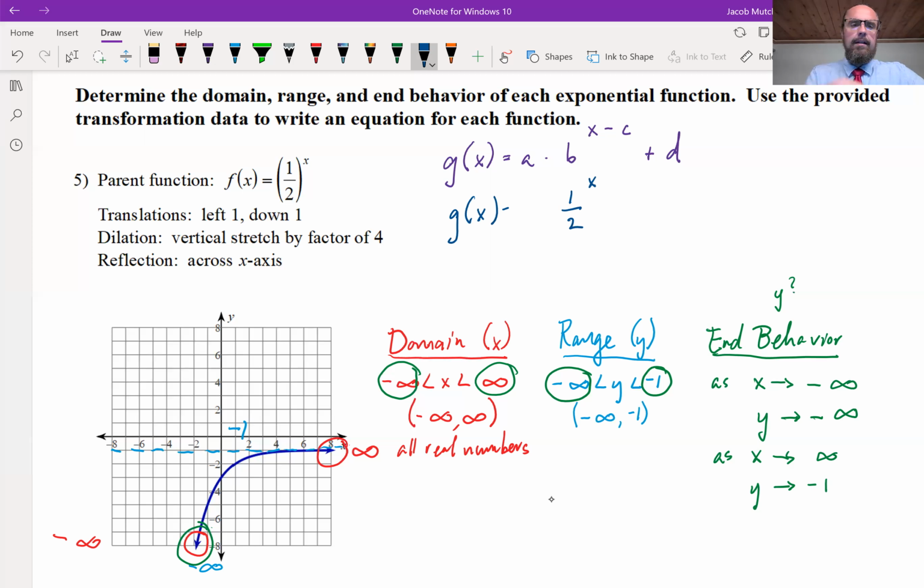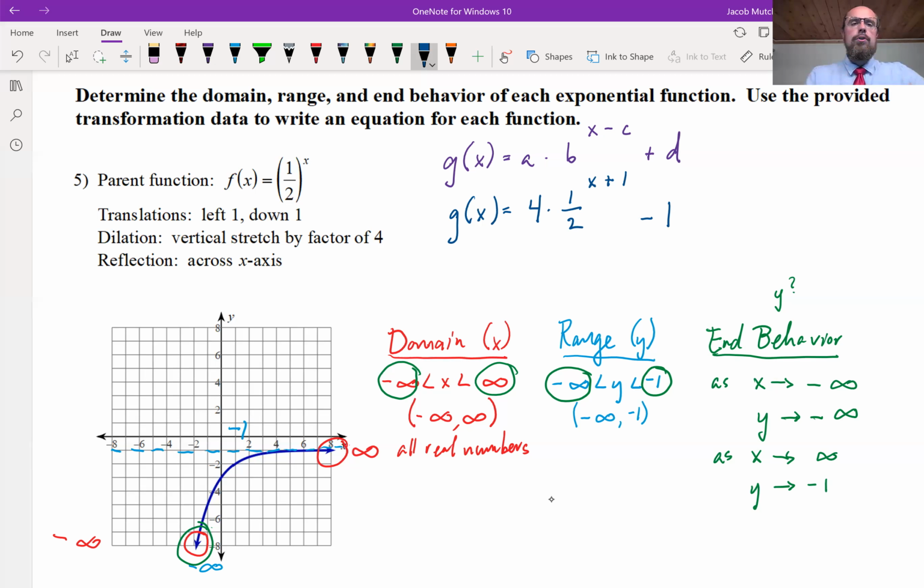And then I see I have a translation, left 1. So remember, that's opposite the sign. Left is normally minus, so opposite would be plus 1. That goes in the power. Down 1, we follow the sign. Down direction is typically negative. And then we've got a vertical stretch by a factor of 4. That's my a term. But notice I have one additional piece of information, a reflection across the x-axis.